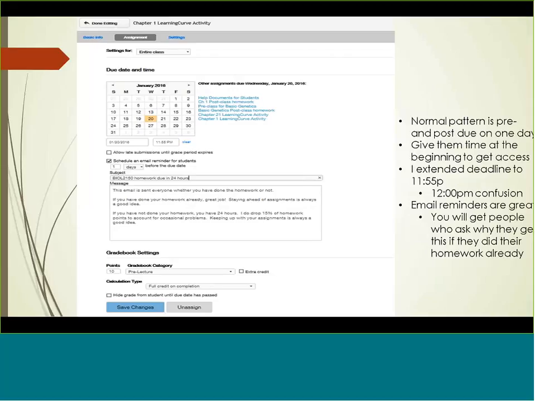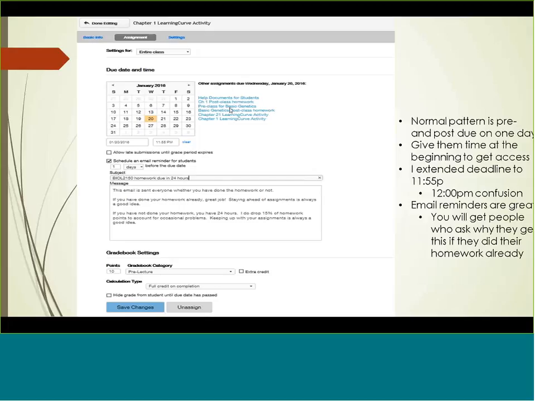This is in LaunchPad. The normal pattern is to have the pre-class homework for a particular chapter due and the post-class homework from the past chapter due on the same day. I do give them time at the beginning of the semester to get access, so I don't have any assignments due that first week, which means in the second week, we start on the 11th. In the second week, we have a whole bunch of assignments due, but I emphasized from the very first day of class and sent out emails that these homeworks were due and they should get started early rather than waiting until the 20th to start.